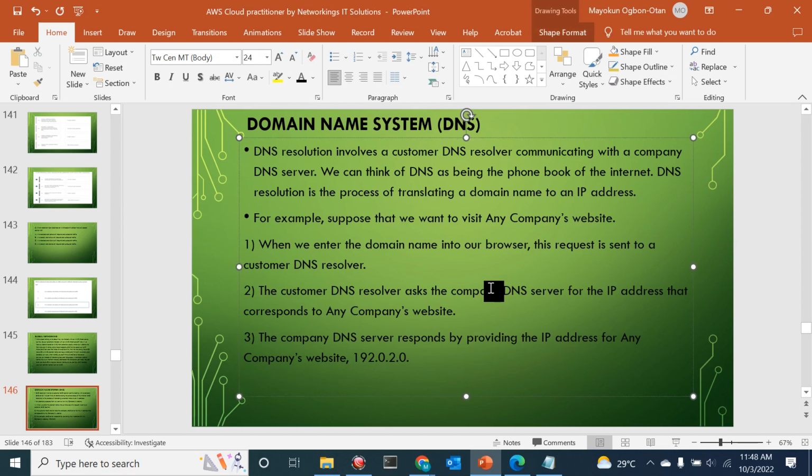Okay, so I said this understanding DNS is going to help us a lot, especially those that are in networking. Now, when we think of DNS as being the phone book of the internet, we should assume it is the phone book of the internet. DNS resolution is the process of translating a domain name to an IP address.